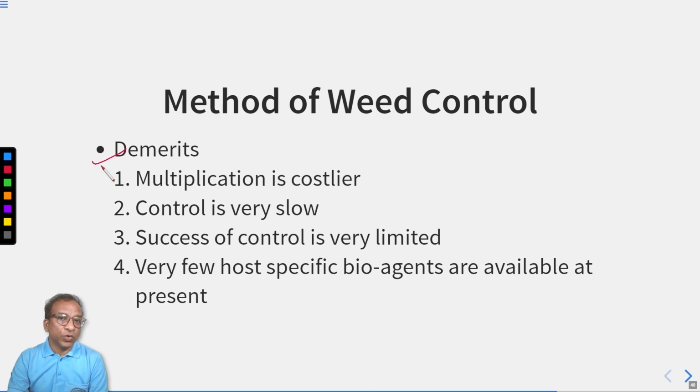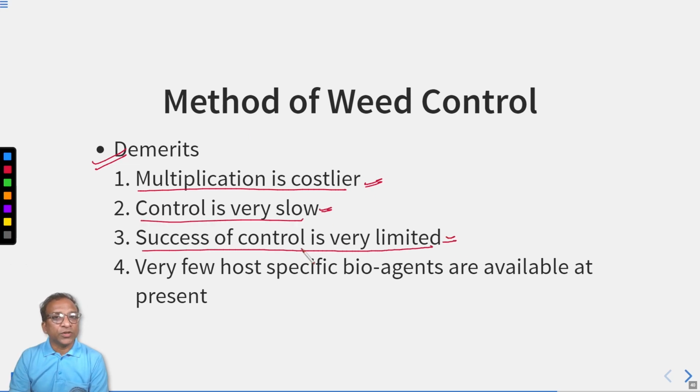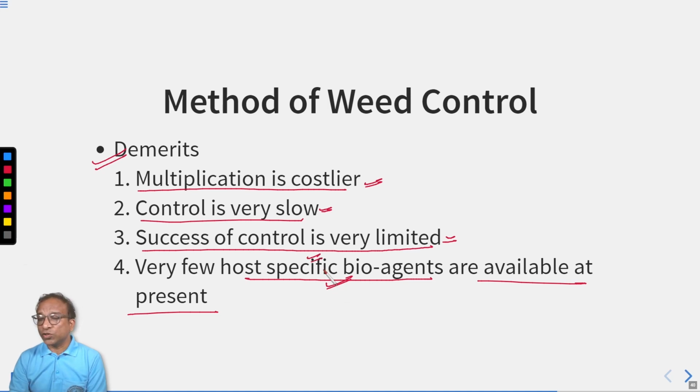So demerits: multiplication is costlier, control is very slow, and success of the control is very limited. Very few host-specific bioagents are available at present. This is one of the problems while using the bioagent, because they are host specific. You have to understand that this weed can act as a host for this bioagent. So knowledge of the bioagent is also very important in this respect. Multiplication of the bioagent is quite costlier. Control is very slow. It is not as fast as in the case of using herbicides.